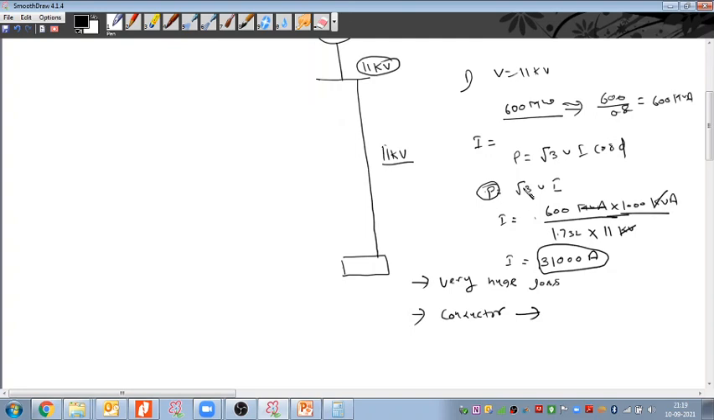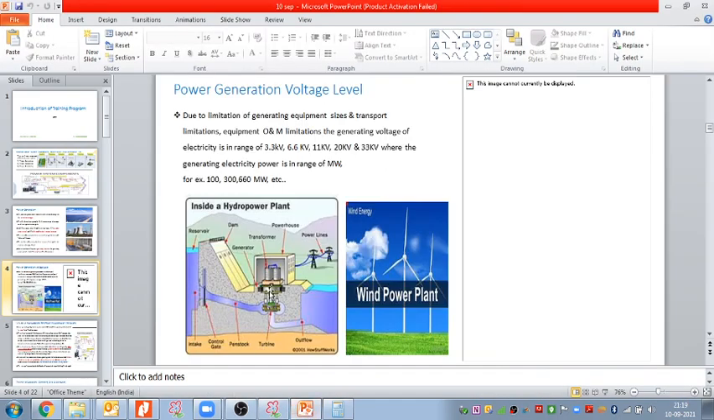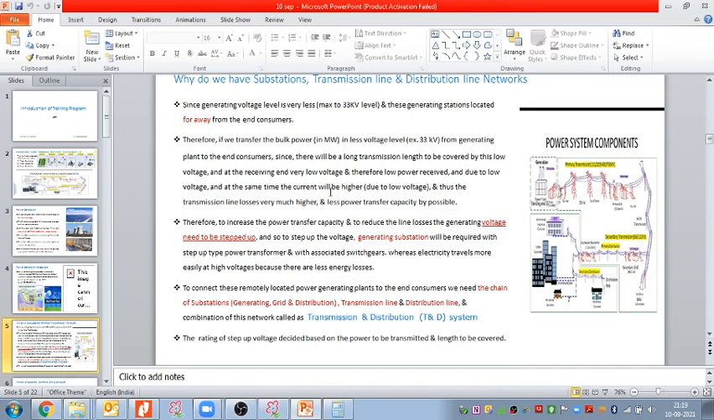So the point is that we cannot transmit such a huge current, such a huge power, at low voltage. Losses are very high, conductor size increases very much so that it can carry 31,000 ampere. And again the receiving end voltage is very low. So the conclusion is that we cannot transmit this power.